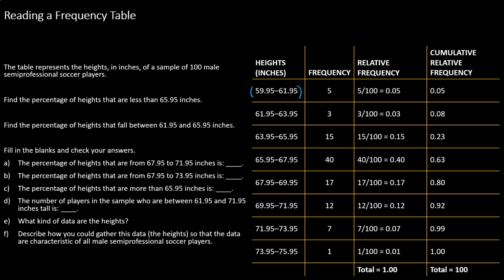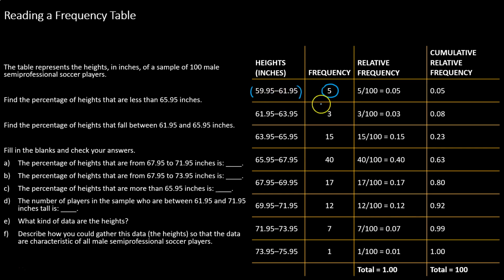Each group covers a range of heights, so anybody that has a height between 59.95 inches and 61.95 inches would be grouped together in this first group. Counting the frequency is just counting how many of these soccer players have heights that fit into each of the different groups. So we can tell that we have 5 soccer players with heights that range between 59.95 and 61.95 inches. We don't know what their heights are just by looking at this table, but we know that they are within that range.